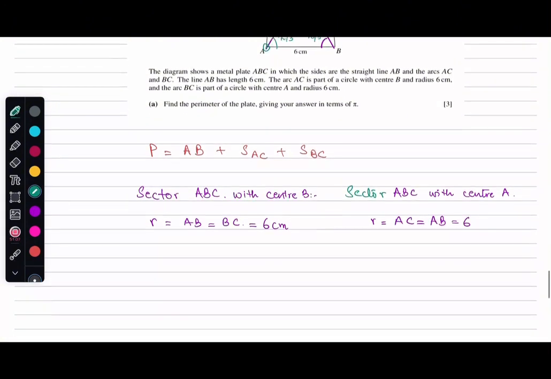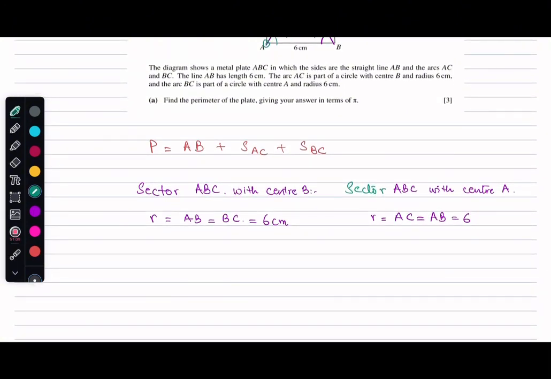So now it's easy to get the arc length AC and also arc length BC. Both of them are going to be equal.